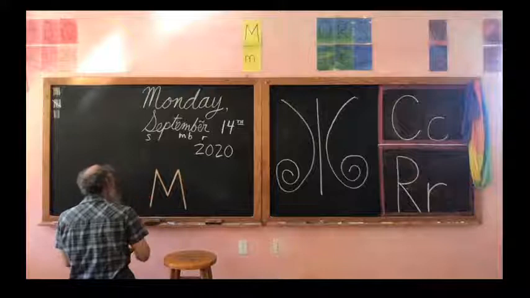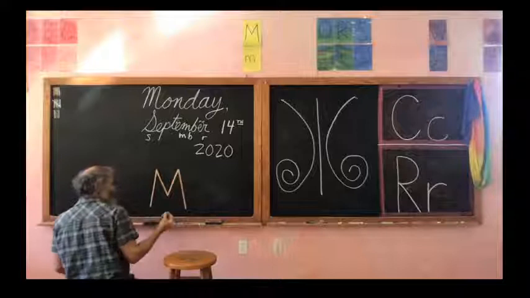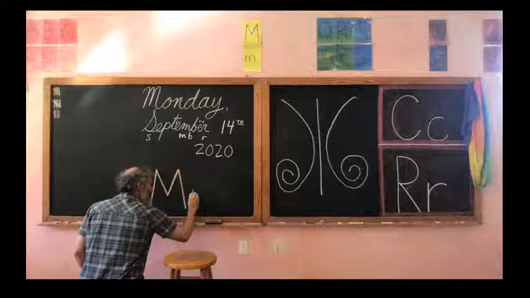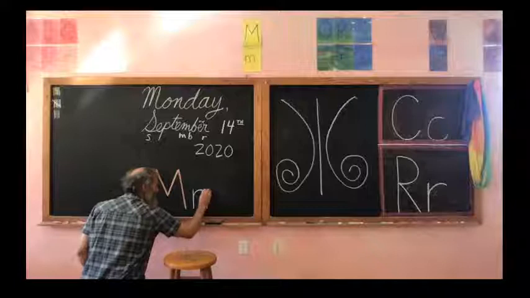Do it down, down, down, down, four times. One, two, three, four. Now, lowercase, I start right in the middle. I always start my letters at the top. Go down, bounce, and make two little mouse mountains. Doesn't really look like a mouse, but maybe if you use your imagination.